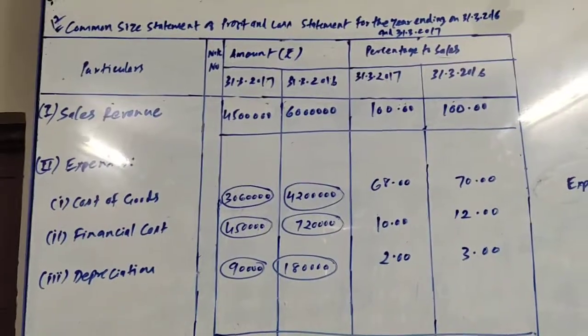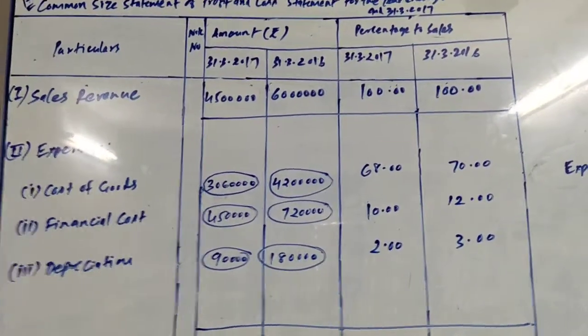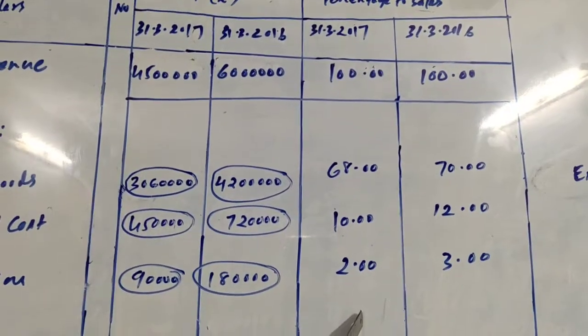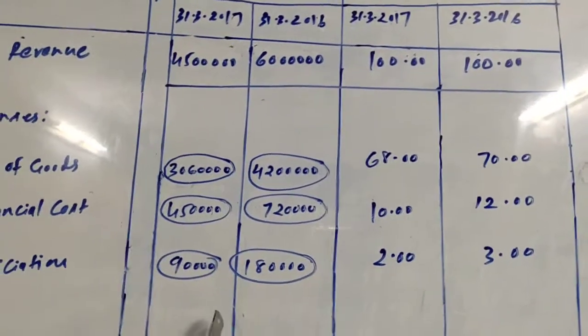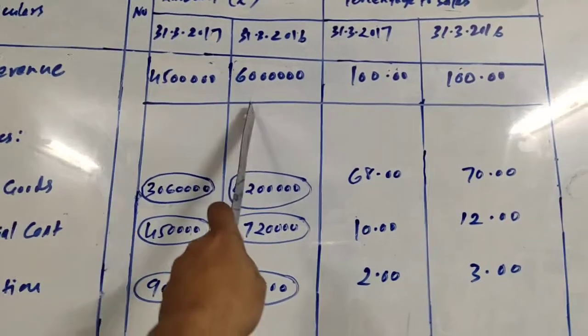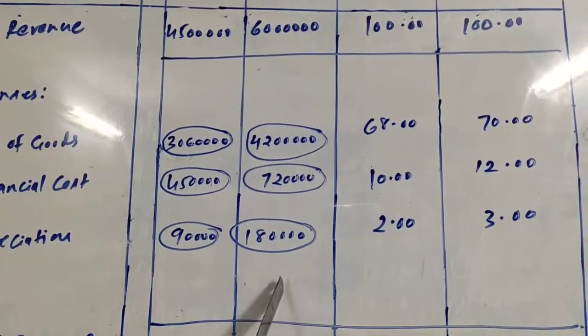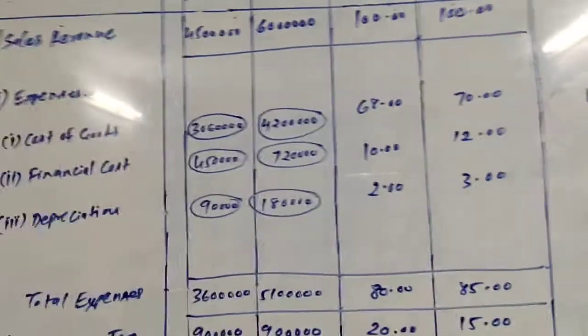And the same way depreciation, it is given as 2% and 3%. So 45 lakh into 2%, that is 2 upon 100, we get 90,000. 60 lakh into 3%, that is 3 upon 100, we get 1,80,000. Right?